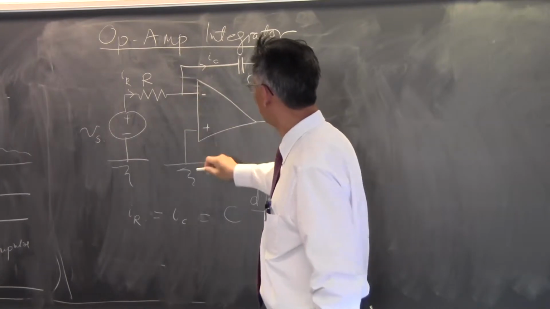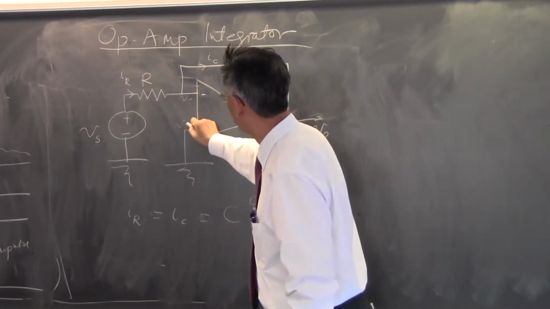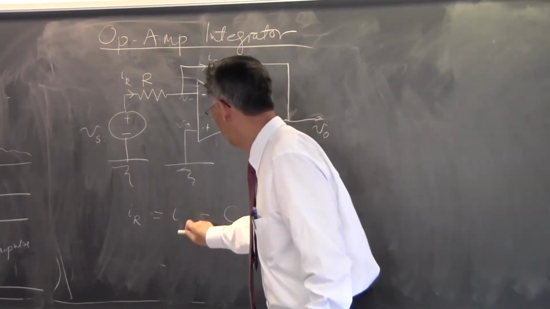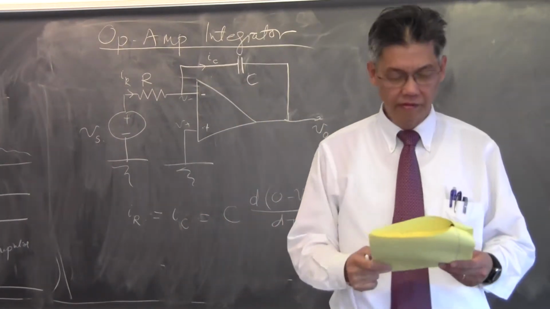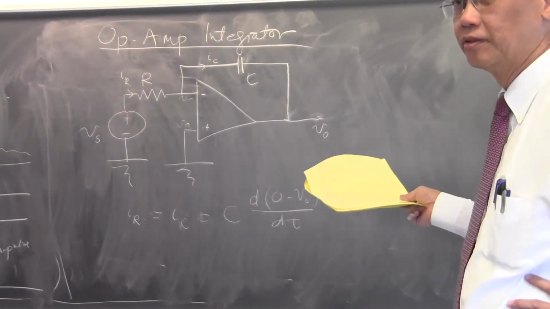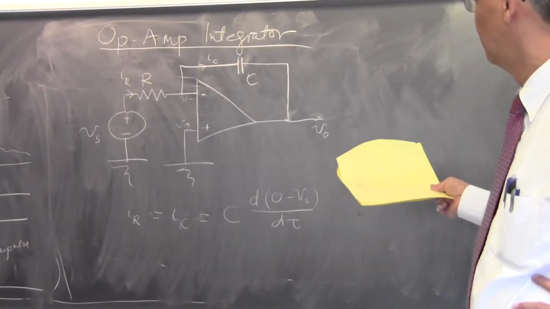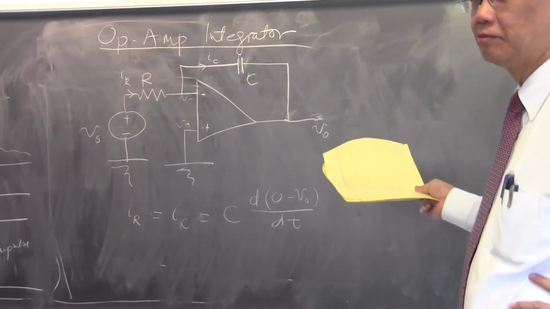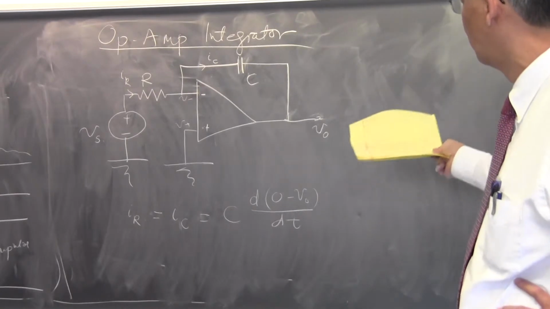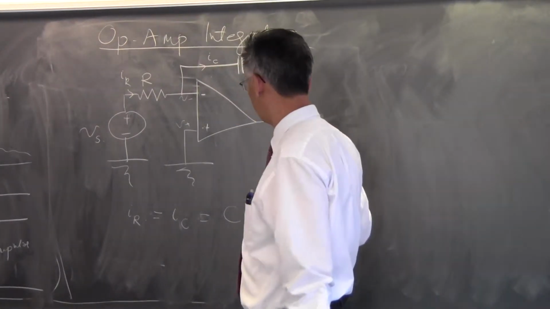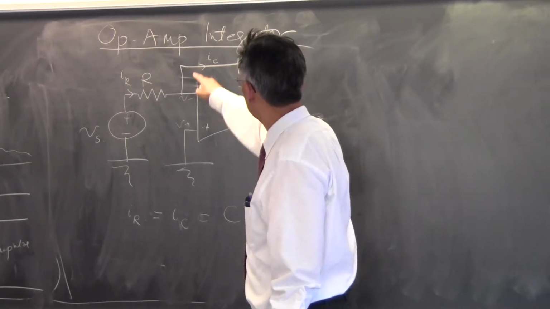This is 0 volt here. This is V minus, V plus. And this must be true: I sub C must be C dV0/dt. Does anybody have any problem with this equation as of this point? I'm just applying the IV relationship for the capacitor on the top circuit and claiming that this voltage drop is just 0 volt minus V0. And then that must be I sub C.